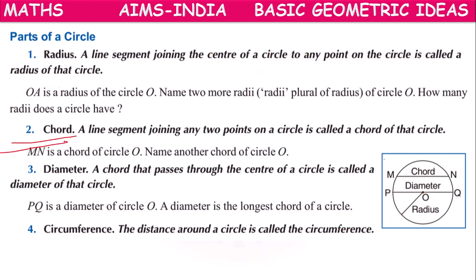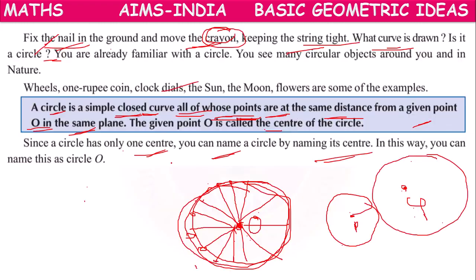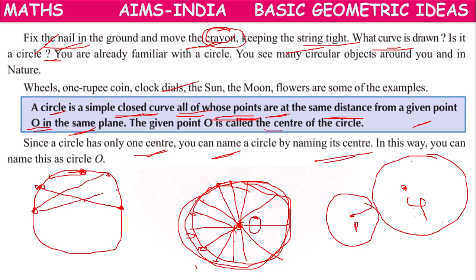Next, chord. For the circle, this is one point on the circle, and this is another point on the circle. Joining two points on the circle is called a chord. This is another point, another point, chord. Or from the same point, another point, chord.